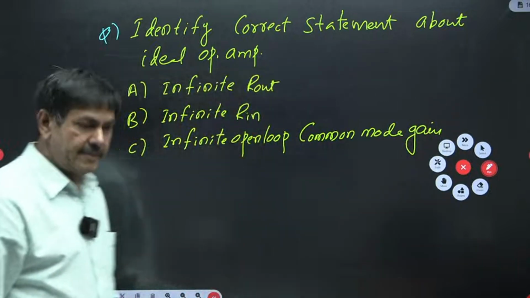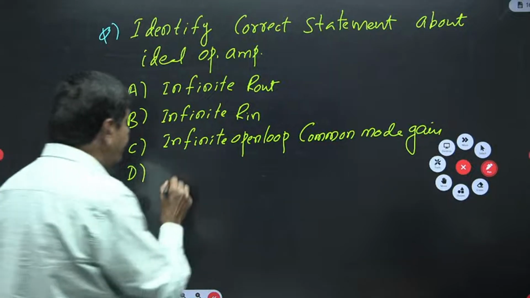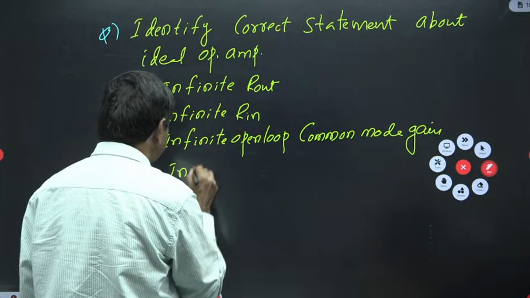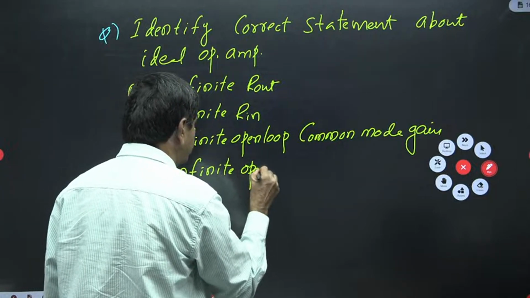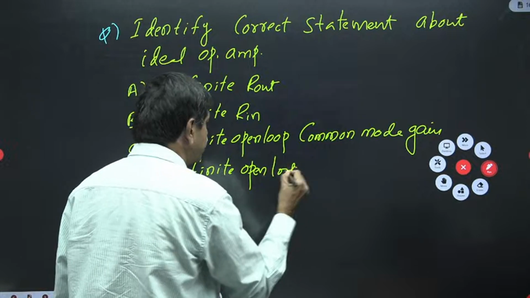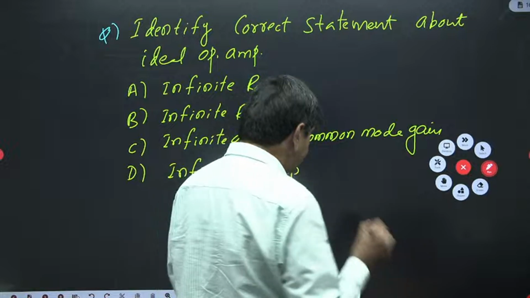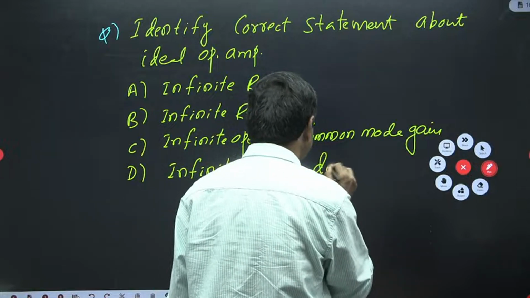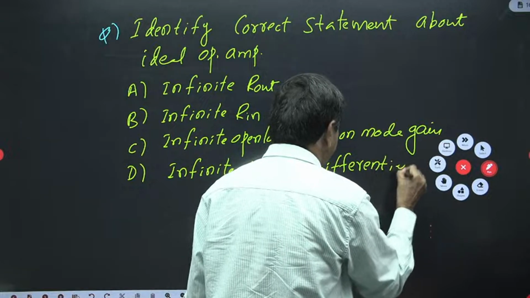Common mode gain is given, and option D is given here. Infinite open loop, infinite open loop. Open loop, differential gain.